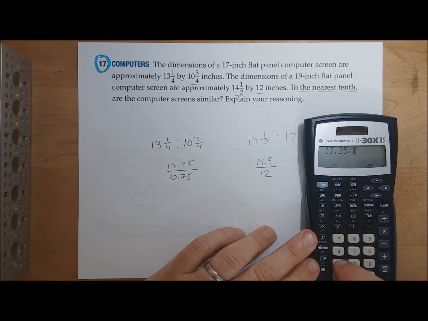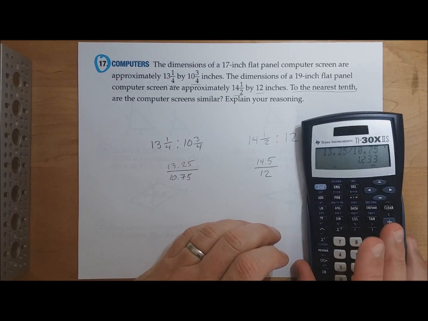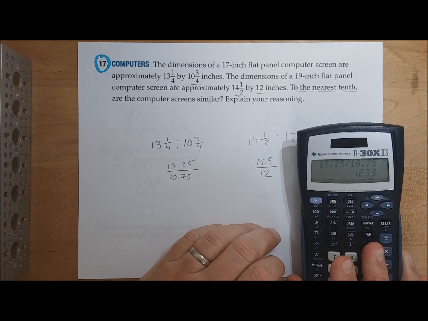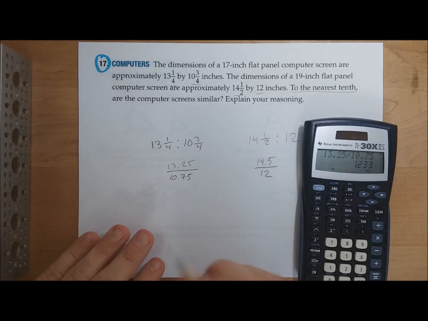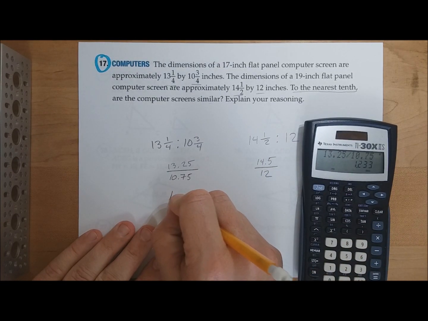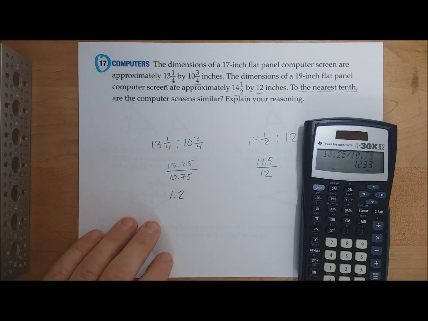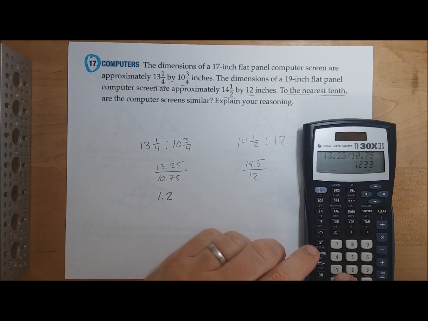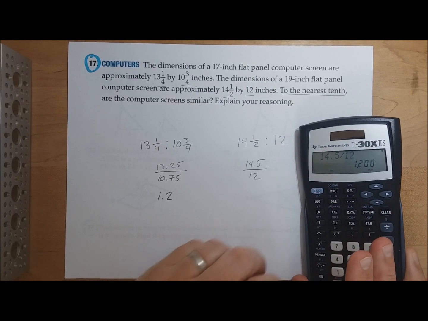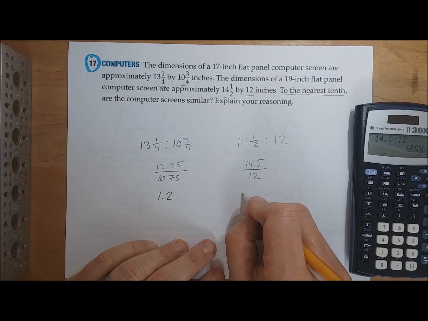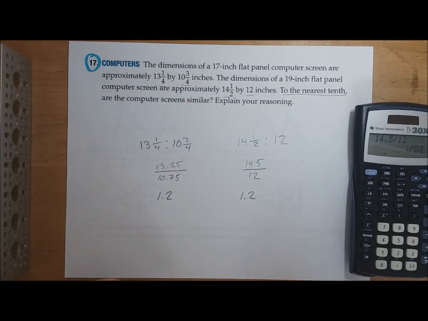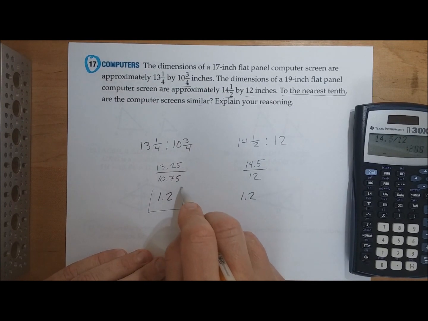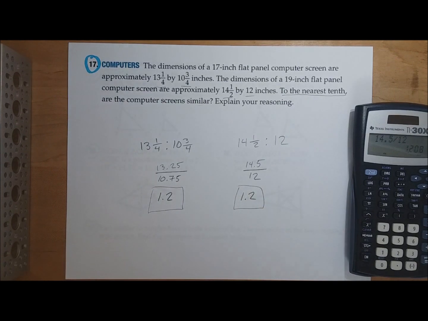13.25 divided by 10.75, and I get the length to the width is 1.23. And they want to know to the nearest tenth, so I'm going to say that's 1.2. Okay. How about this guy? 14.5 length to width over 12 gives me 1.208. When I round that, I get 1.2. Okay, so they're not exact, but to the nearest tenth, are they similar? We would say, yes, they are.